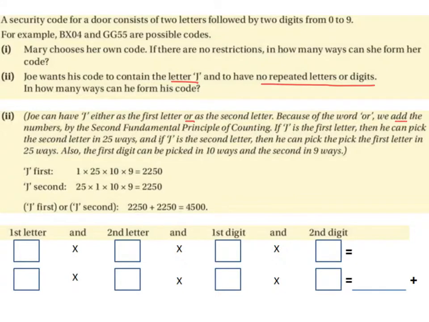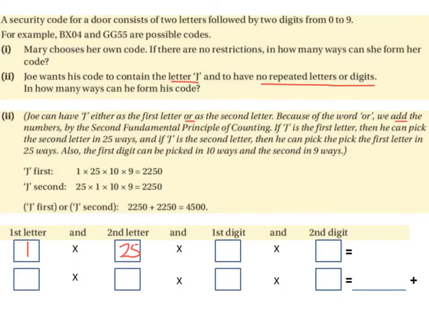So I've drawn it out here separately, and I have the headings on top just so it's a bit clearer. So if he has J for the first letter, then he's used that J. Then for the second letter, he's only got 25 options left because there's 26 letters in the alphabet, and presumably he used J for the first one. Now we have to look at the digits. Remember, we're not allowed any repeated letters or digits.